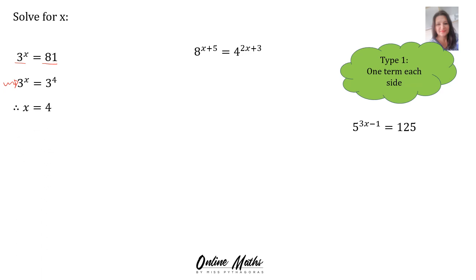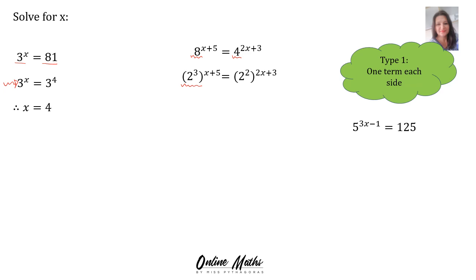In the next sum, 8 to the power of x plus 5 is equal to 4 to the power 2x plus 3. Your problem is the 8 and the 4. So what you do is you prime factorize. 8 is the same as 2 to the 3 raised to the x plus 5. And please note, I wrote 8 as 2 to the 3 inside a bracket. And on the right hand side, 4 is 2 squared inside a bracket raised to the power 2x plus 3.